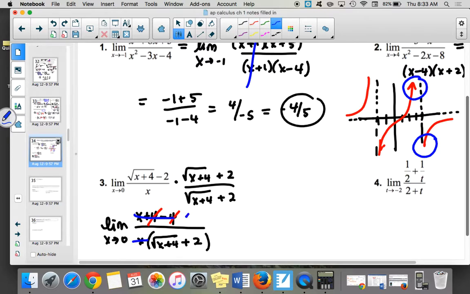X and x go away, so we're left with 1 on top. You with me? So now you can plug in 0. So you get 1 over 2 plus 2, which is 1/4. So that's our answer. All right, did you all get 1/4?